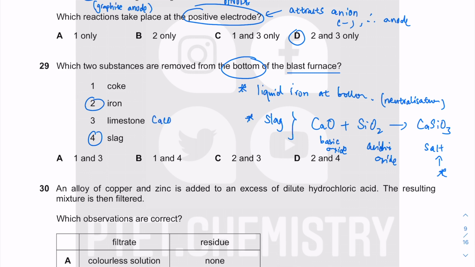Limestone will not survive because limestone will decompose to give you CaO and CO2 gas. The CO2 gas will escape, but the CaO is the one that reacts with the SiO2 impurity. Alright, so this coke is just carbon. The carbon is your source of reducing agent, which of course gets converted to CO, carbon monoxide, and you can use carbon monoxide to reduce the iron trioxide all the way to iron metal. So it's just 2 and 4 there.